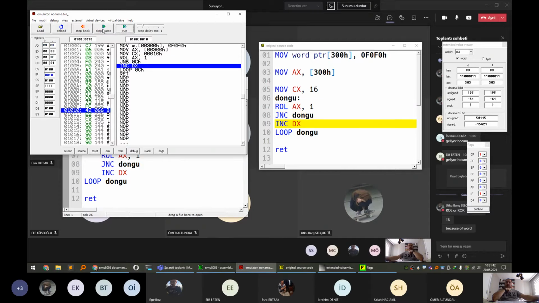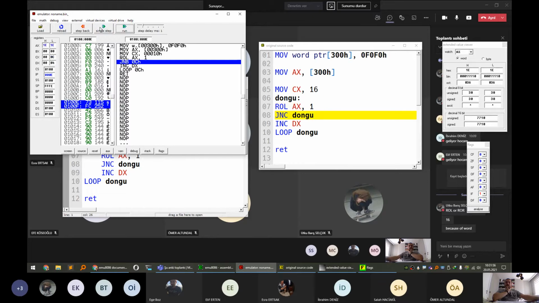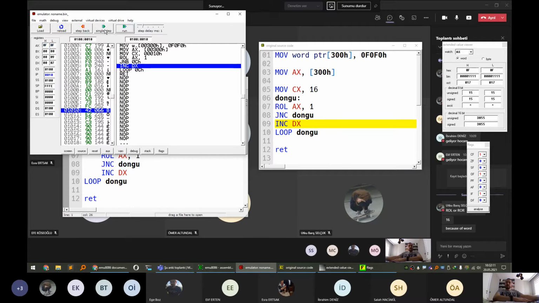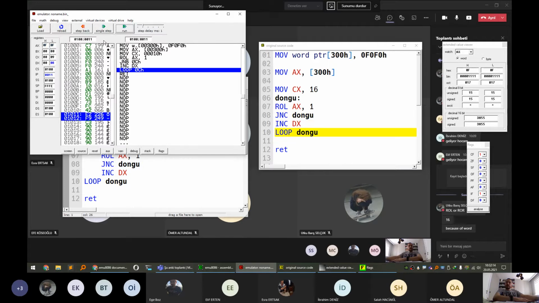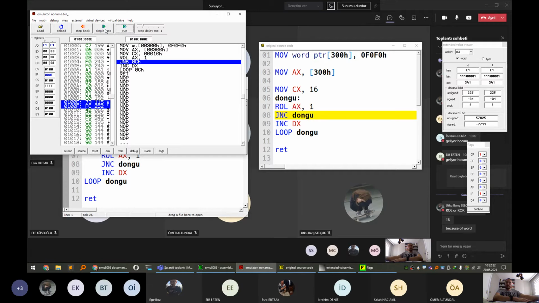And the loop starts from the beginning. Another rotate. Okay, 4 times this will go like that, because of the F. After that, it will not jump, it will not jump, it will not jump. Okay, when the carry is 1 again, it will jump. Look at the dx value. dx became 8. And the loop continues, but not increasing dx.